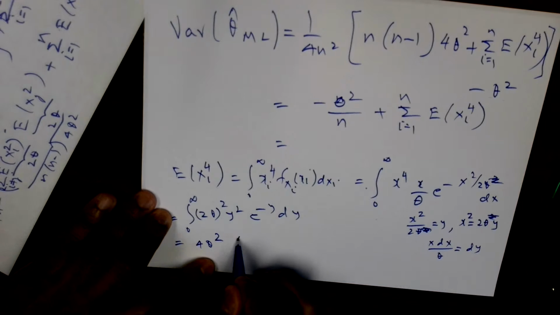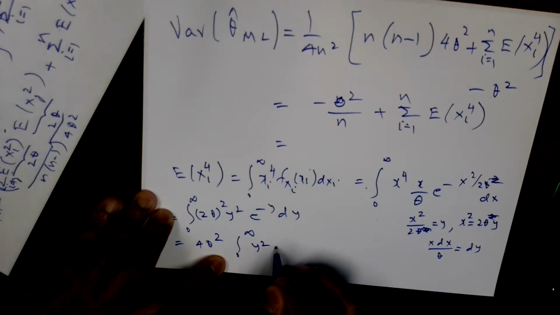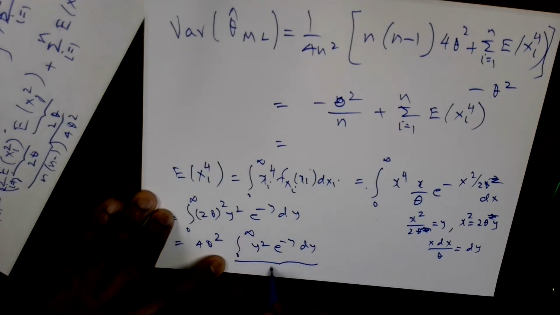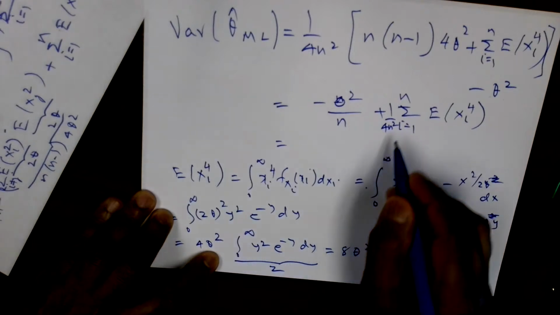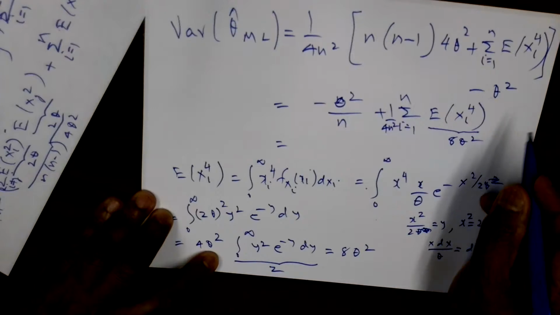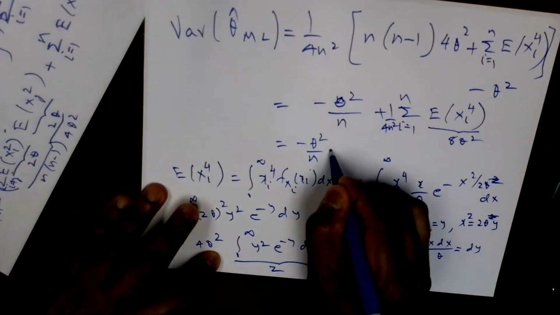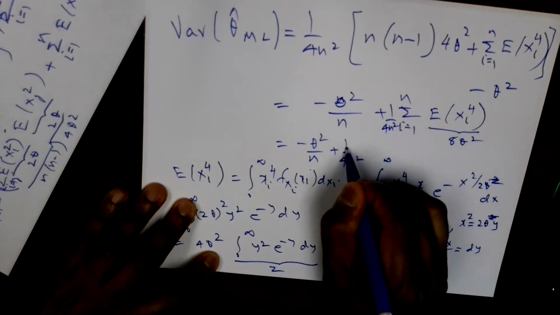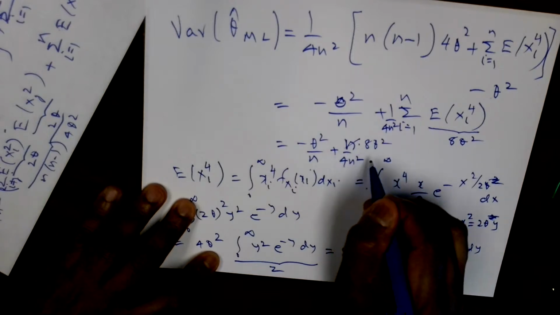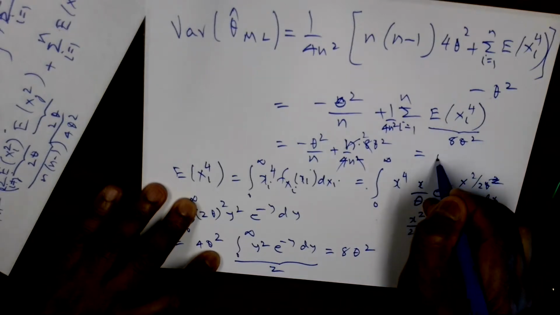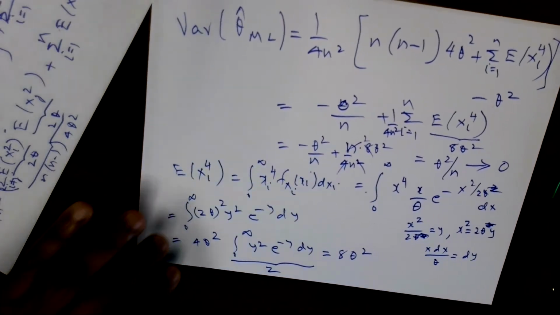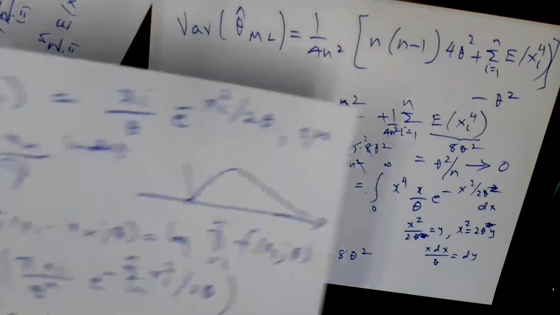So this is 4 theta squared, the integral from 0 to infinity of y squared e raised to minus y dy. Now, if you do this tiny integral, the answer is 2. So that's 8 theta squared. All right, here I missed a 4n squared, so there should also be a 4n squared here. Let me substitute. Each of these is now 8 theta squared. So this comes out to be minus theta squared over n plus 1 over 4n squared. Then you have n such terms, so there is an n here, then 8 theta squared. So n cancels, 4 cancels, giving 2. So the answer turns out to be theta squared over n, if I did it correctly, and that also goes to 0. In other words, for this problem also, it's a consistent estimate.